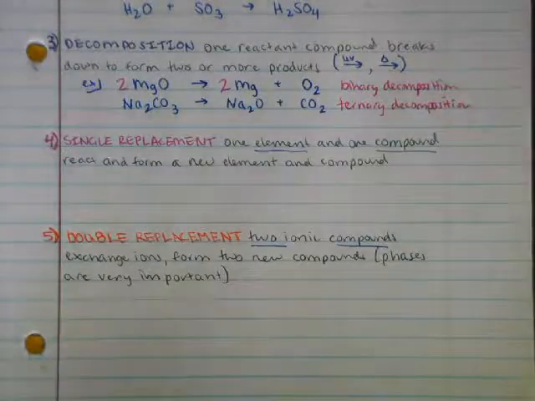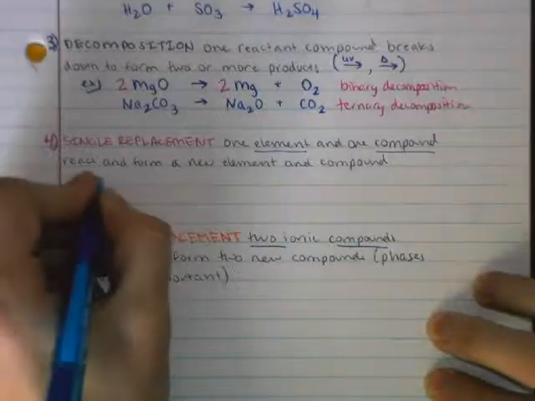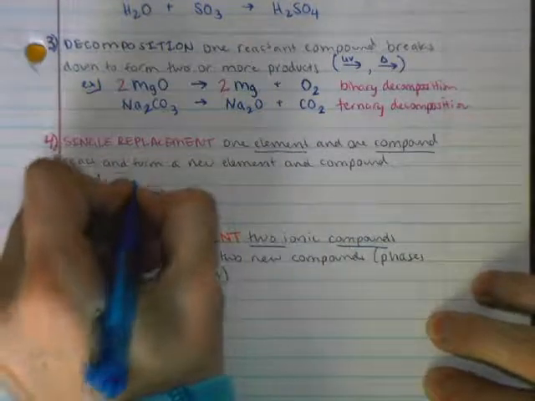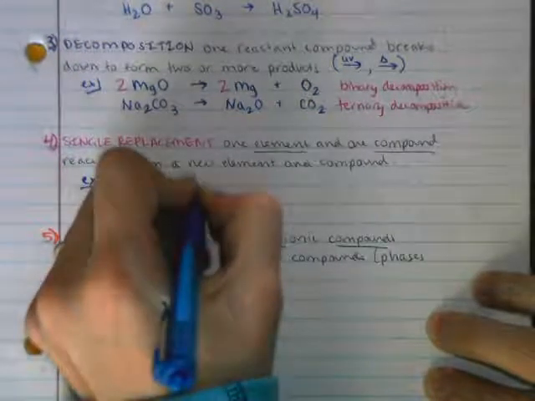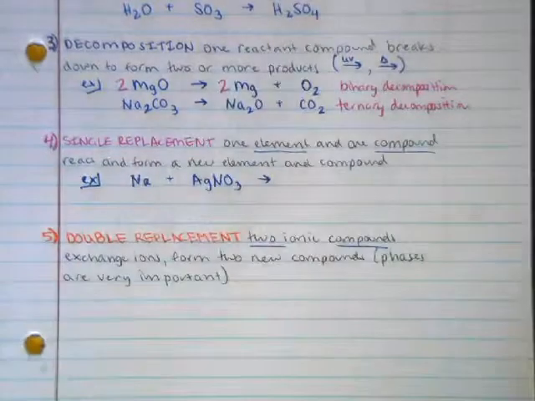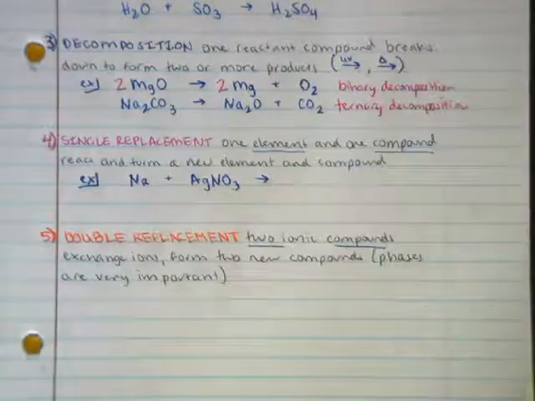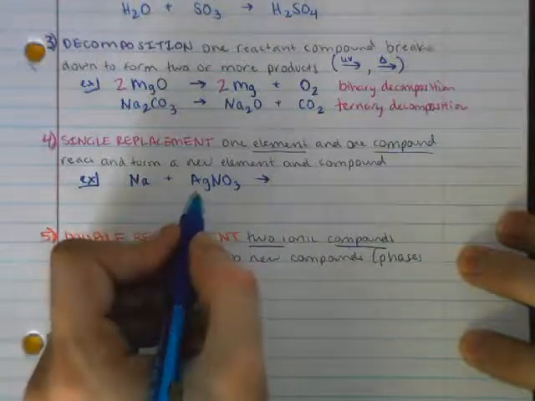A couple of examples of a single replacement reaction would look something like this. So again, that hallmark we're looking for is an element reacting with a compound. We could do sodium and silver nitrate. Okay, so even before I write the products, you can look at that and go, oh look, element, compound, must be single replacement. So that's the pattern of reaction that's going to follow.